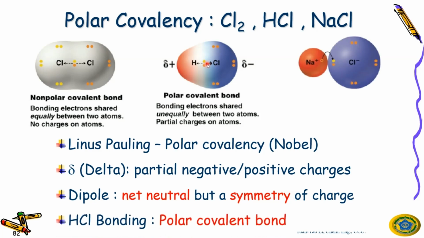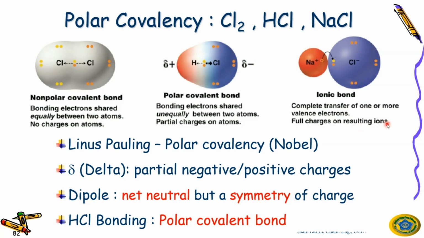Okay? And how about this? Sodium chloride. This is what? This is an ionic bond, right? This is the complete transfer of one or more valence electrons, to yield charges on the resulting ions. So this is an ionic bond.